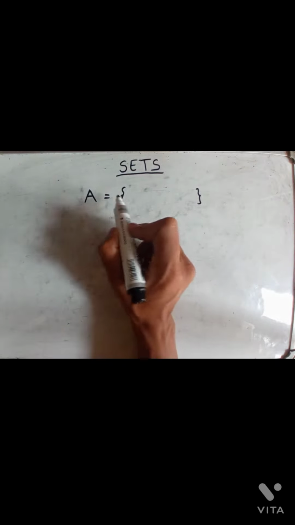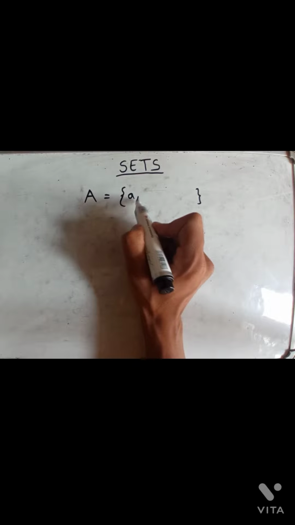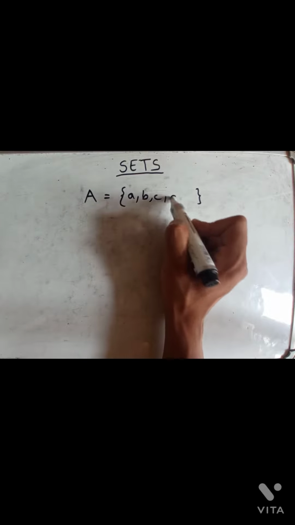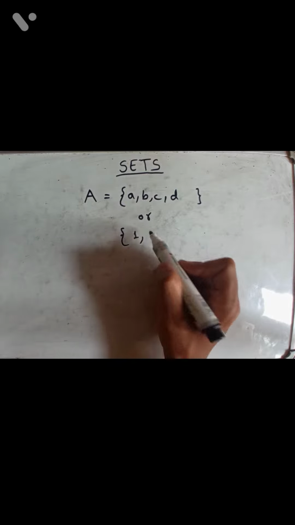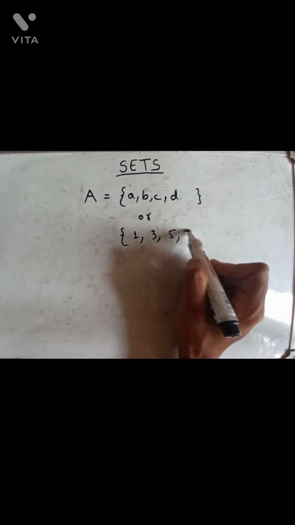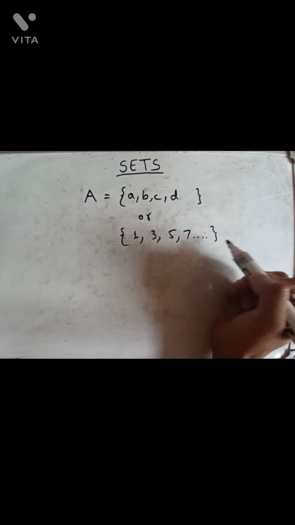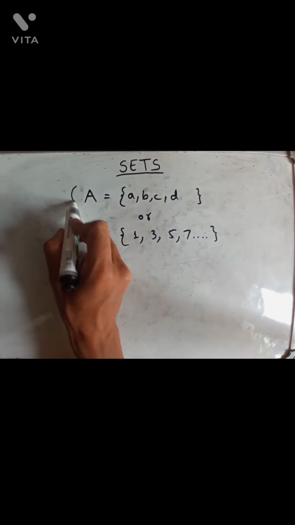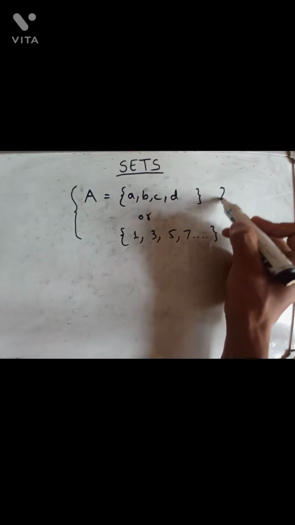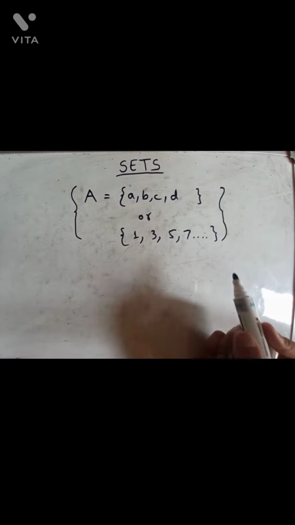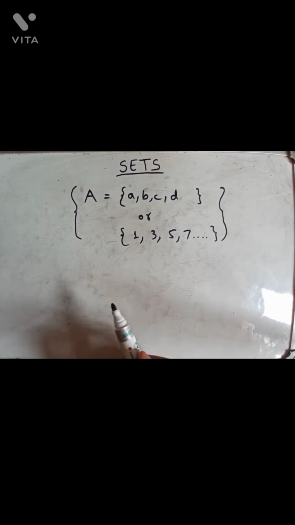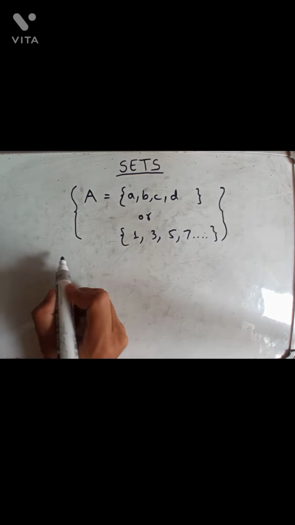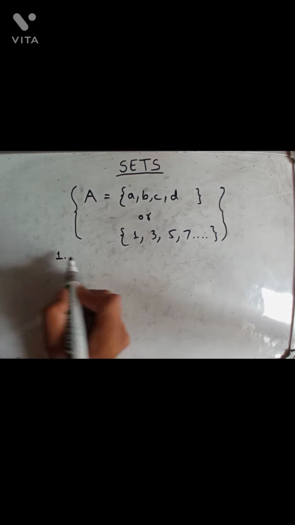If we define a set A, we can define it as A, B, C, D, or 1, 3, 5, 7, and so on. So this is the representation of sets. We'll not be studying in detail. We'll just be studying the important formulas and tricks if there are any. Let us start.